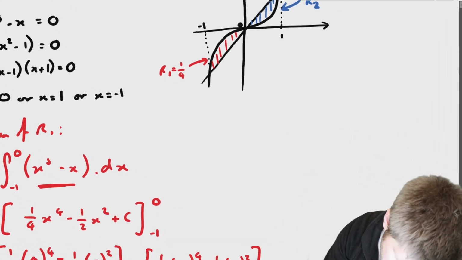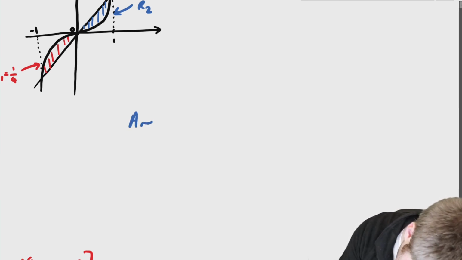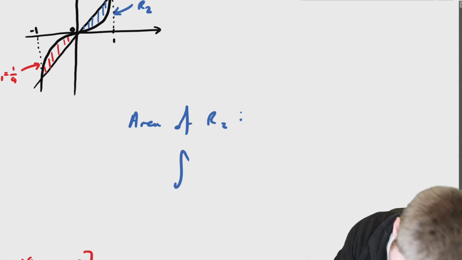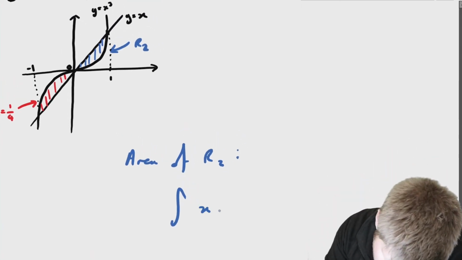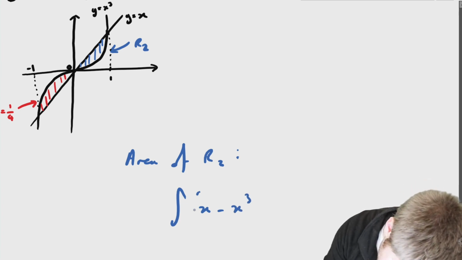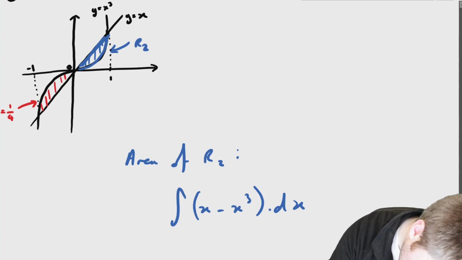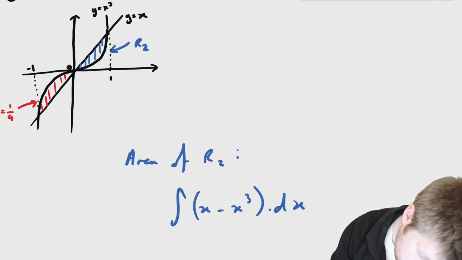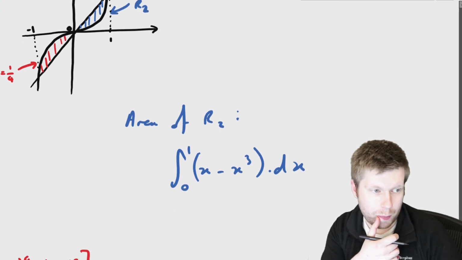Now let's go back and find the area of region 2. Again, I'm going to do the integral. In this case, my top curve is x and my bottom curve is x cubed. Just have a look inside the region: that curve is on top of that curve there. So in that case, I can just do the limits between 0 and 1, leftmost limit take away rightmost limit.